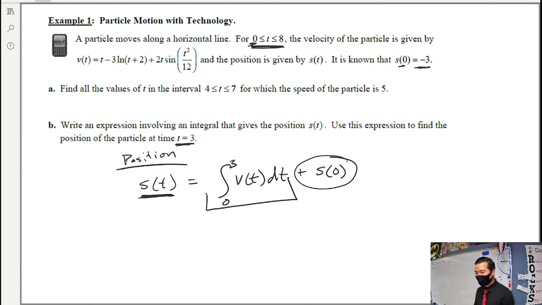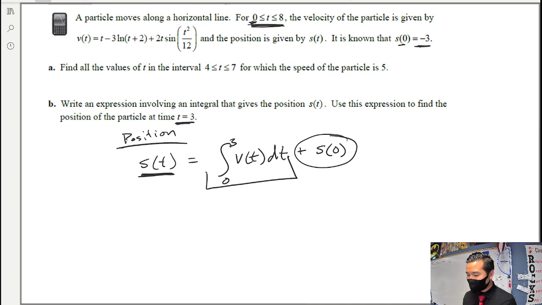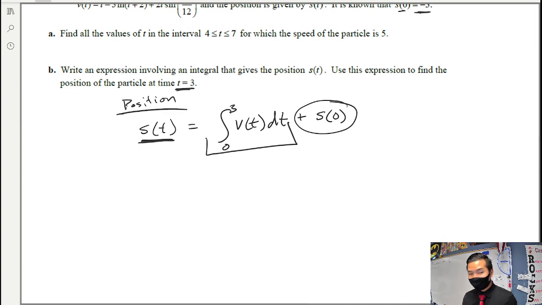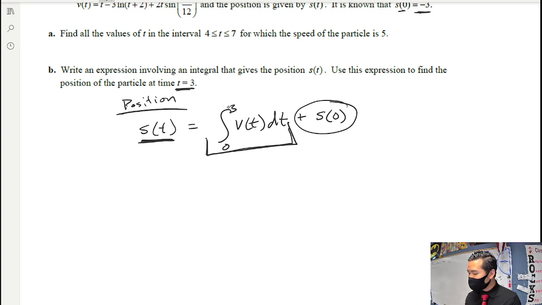All right. So, check this out. Write an expression involving an integral that gives the position s of t. Use this expression to find the position of the particle at time equals 3. So here it is. It's going to go from 0 to 3. That's going to give me the displacement from when it starts moving until 3. And then I just add where it was originally at the start, so that way I can figure out its position at time equals 3. Does that make sense?